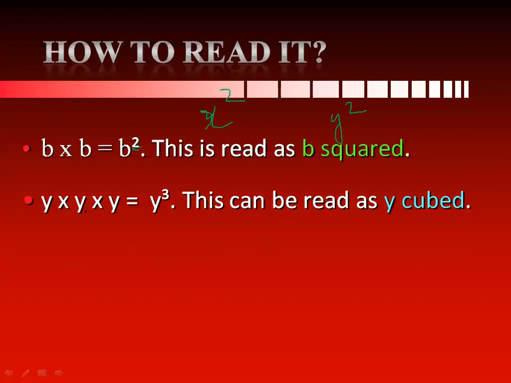Next, you have y multiplied by y multiplied by y, so the variable is multiplied 3 times. How will you read this? It is read as y cubed. If you have exponent 3, you say cube. If you have x with exponent 3, you say x cubed. If you have a with exponent 3, you say a cubed. So 3 is read as cube and 2 is read as square.